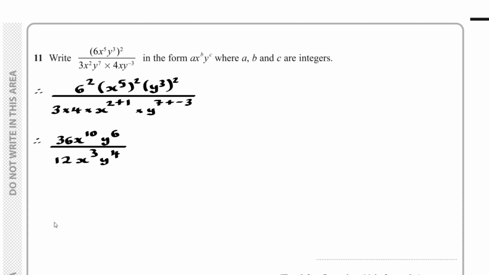And if we simplify this as much as we can, 36 divided by 12, that's 3, and then we have x to the 10 divided by x cubed, that's x to the 10 subtract 3, and then we've got y to the 6 divided by y to the 4, which is the same as y to the 6 subtract 4. And if we simplify this, we end up with 3x to the 7 y squared.